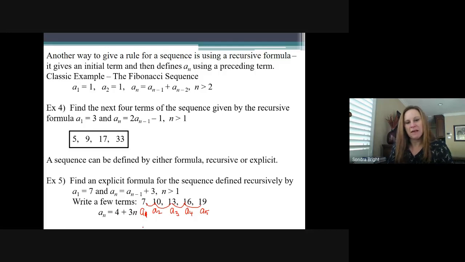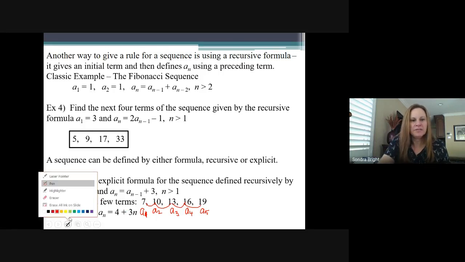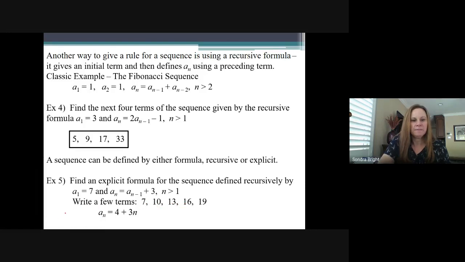You may not have seen that right away, but hopefully you see it now. If you plug a 1 into n, you would get 4 plus 3, which gives you the 7. When you plug a 2 into n, you'll get 4 plus 6, which gives you 10. When you plug a 3 into n, 4 plus 9 gives you the 13. Even if that didn't seem super obvious at first, it will tomorrow.